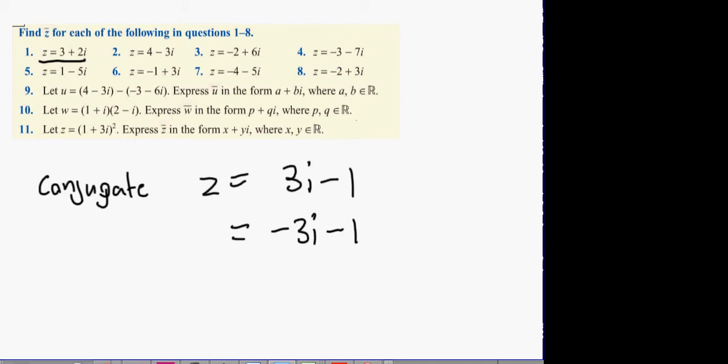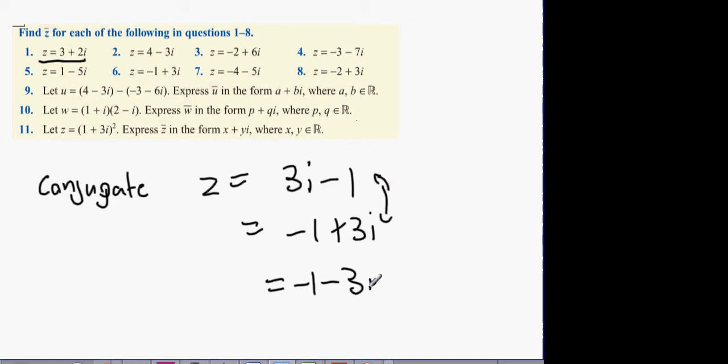Another way to do it would be to write it the way it's normally written. You put the minus 1 in front of the 3i, because they're exactly the same, and now you get the conjugate, which is minus 1 minus 3i.